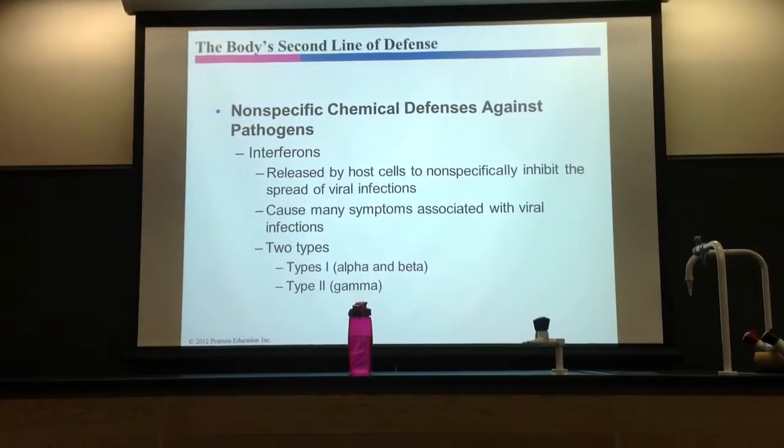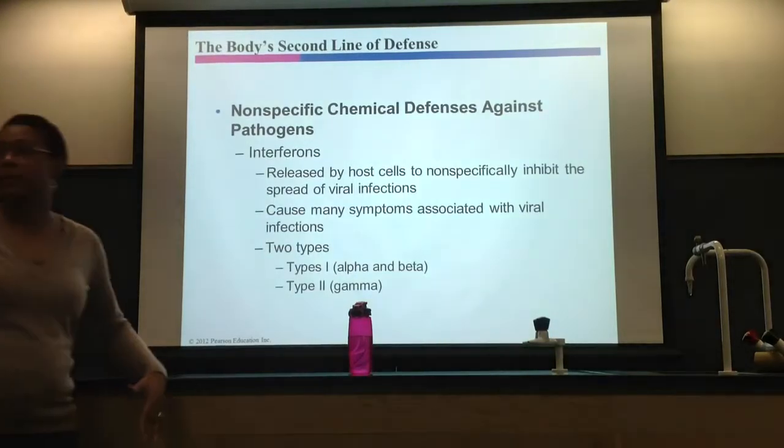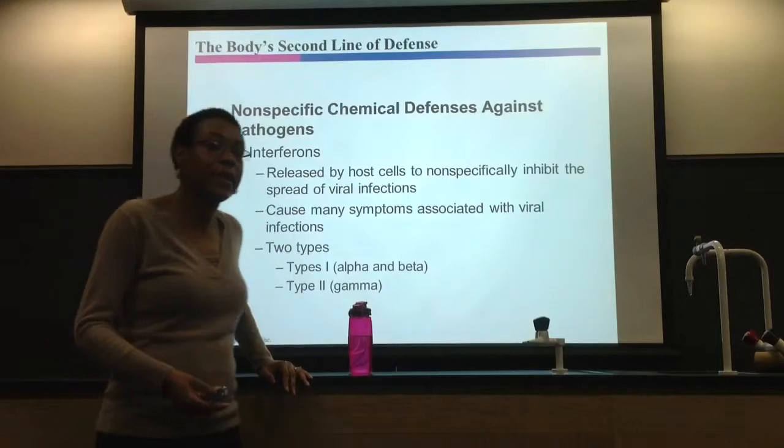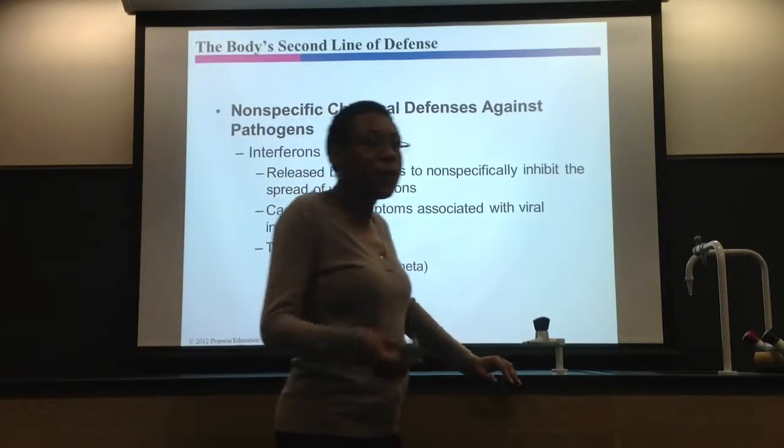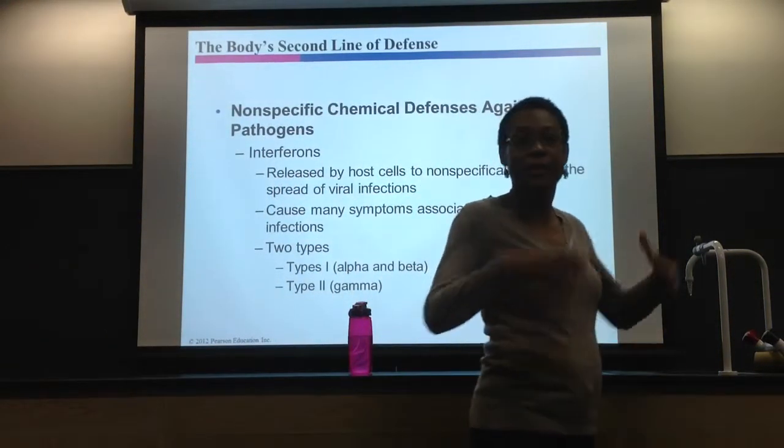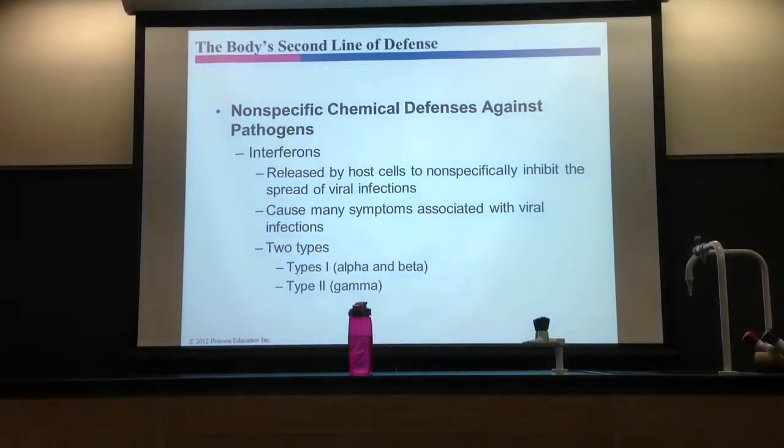Okay. Now, interferons are good in that they interfere with viral infection, but they cause many symptoms associated with a viral disease, like fever, like being tired, like muscle aches, like chills, like headaches, okay? So interferons, they're good, but they also trigger lots of bad side effects. So when you get a viral infection, this is why you feel kind of bad. Maybe the interferon doing that to you.